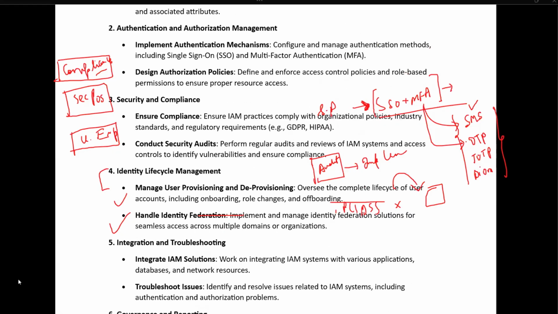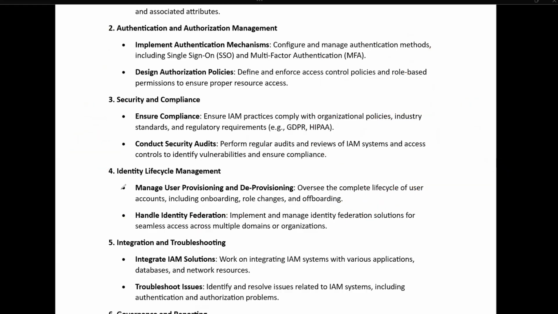Now, identity lifecycle management. Again, going back, manage user provisioning, deprovisioning, and oversee the complete lifecycle: accounts, onboarding, role changes, offboarding, SODs. Anything around the platform, the engineer should be able to manage them. Right? Any question?